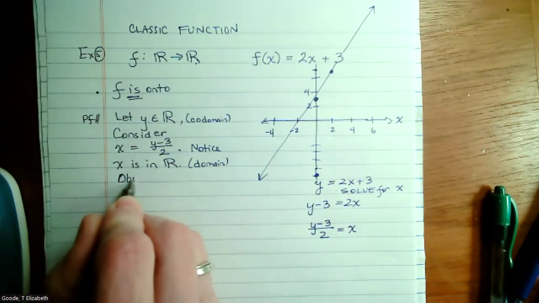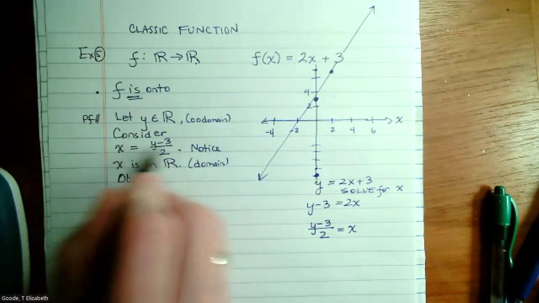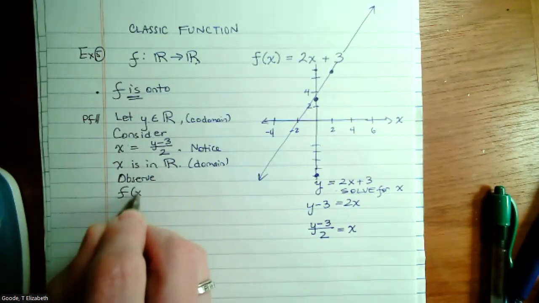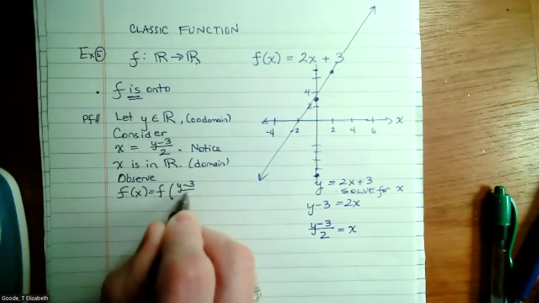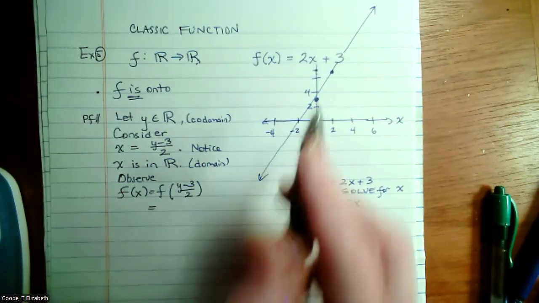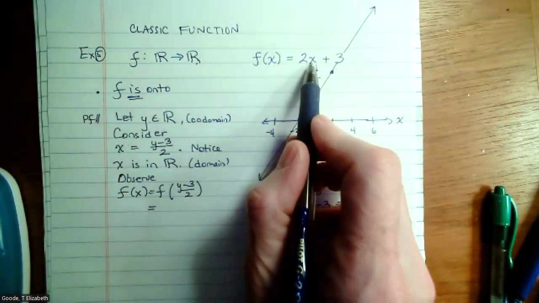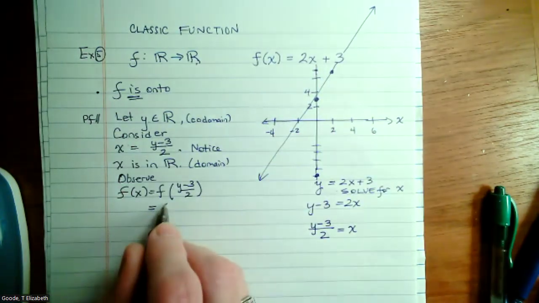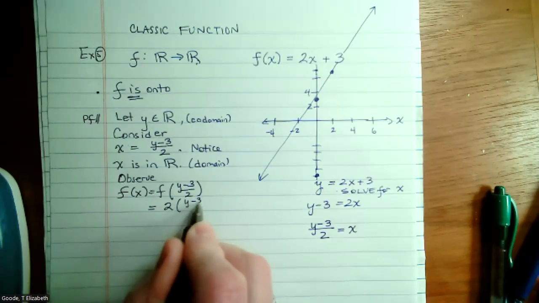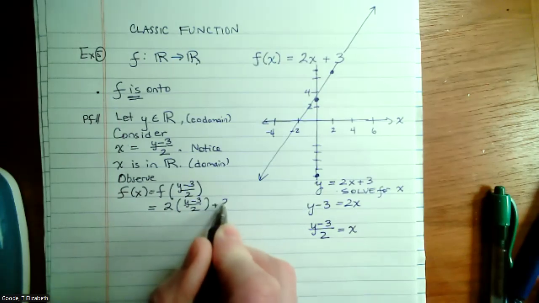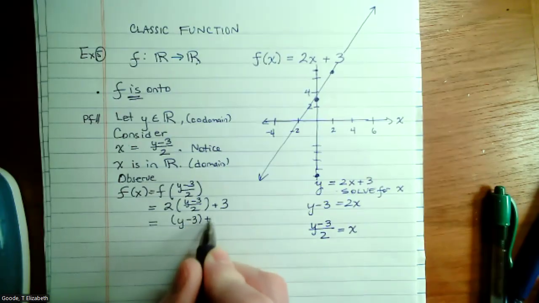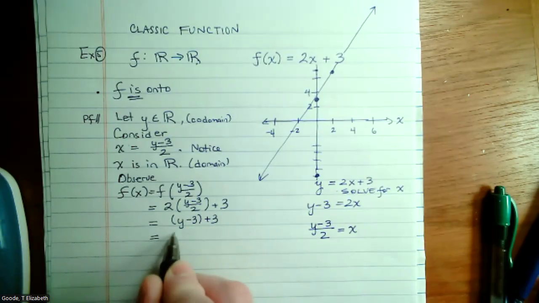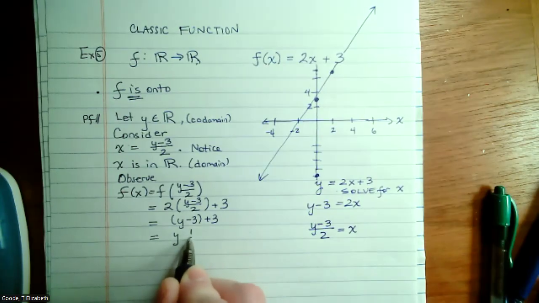And then we just go through the algebra. What is f of this x? f of this x is f of y minus 3 over 2. Well, f is the function that doubles whatever we drop in and then adds 3. So we double this and we add 3. Well, the 2's cancel and we have y minus 3 plus 3. Oh, then the minus 3 and the plus 3 cancel and it hits y. Okay.